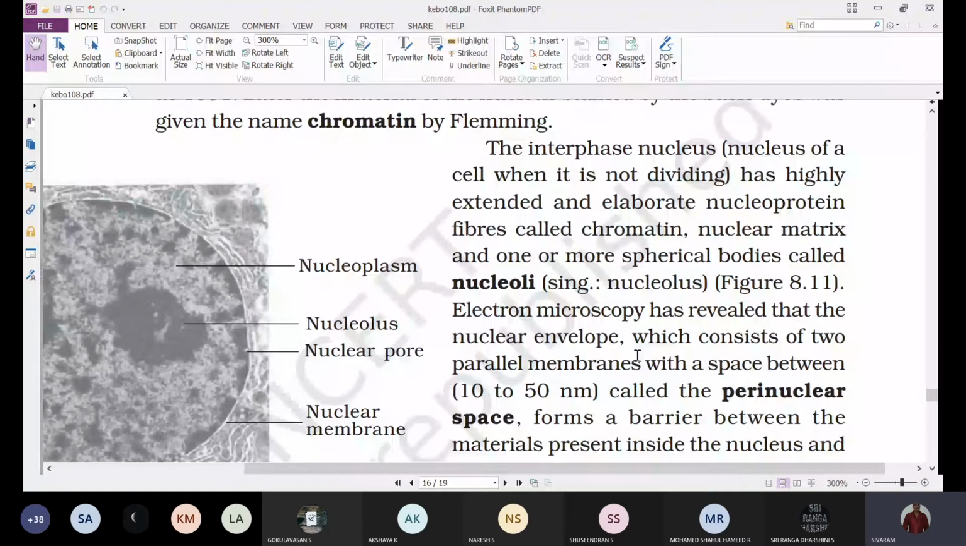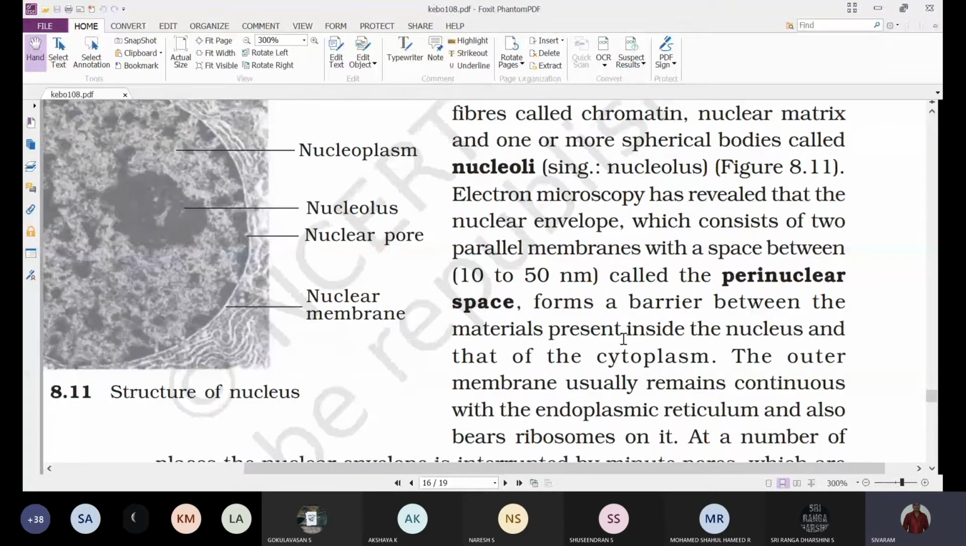And next, if you want to study the nucleus, we can study it only by using an electron microscope. Electron microscopy has revealed that the nuclear envelope, which consists of two parallel membranes with a space between called the perinuclear space, forms a barrier between the materials inside the nucleus and those of the cytoplasm.